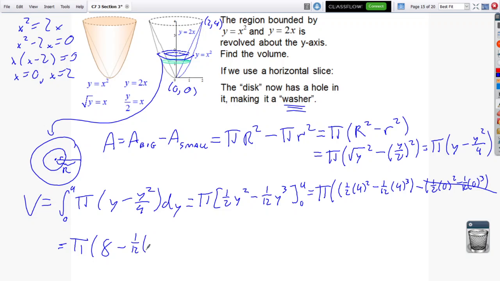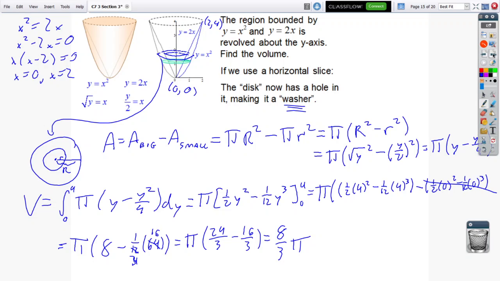1/12 of 64. Okay, maybe I should grab my calculator. I'm not going to. I know that's going to become 16 thirds. So 8 minus 16 thirds is going to become pi times quantity of 24 thirds minus 16 thirds. Man, this is fun. 8 thirds of pi. So 8 thirds of pi cubic units is going to be the volume of my whatever you want to call it, headlight, bowl, water tower, whatever. 8/3 pi.